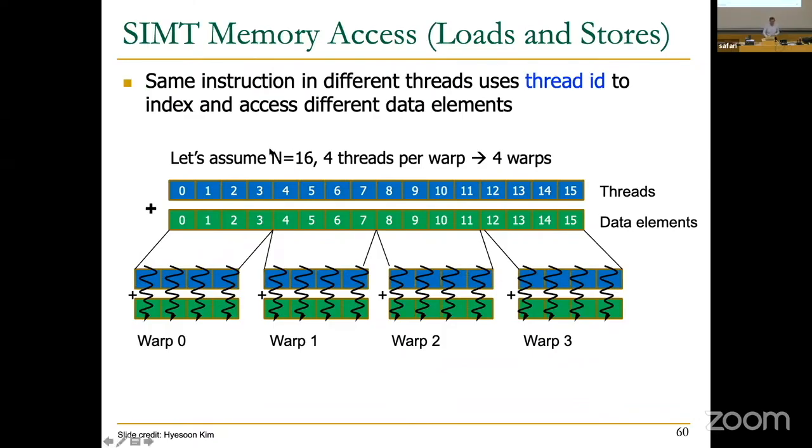So if you assume a thread count of, let's say, 16, and you have 4 threads per warp, what you're really operating on is these 16 threads over here. And each of them is essentially operating on 16 data elements. And each warp essentially looks like this. The first 4 threads are loading the data elements at locations 0, 1, 2, 3. The next 4 threads are loading the data elements at locations 4, 5, 6, 7. And then you can keep doing this basically.